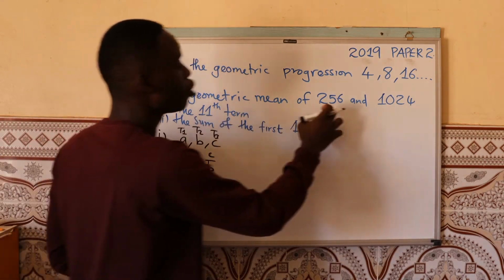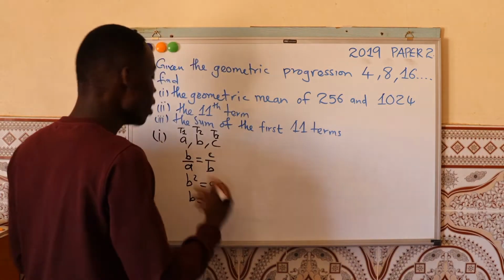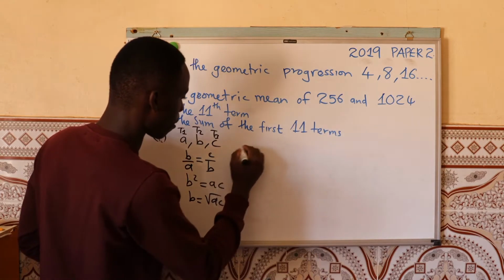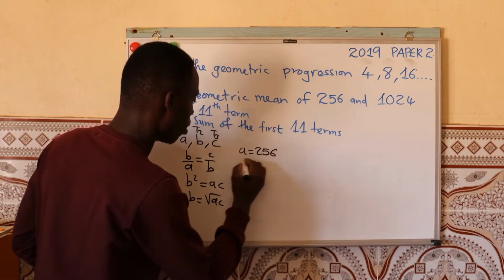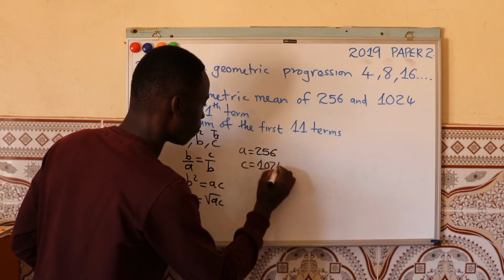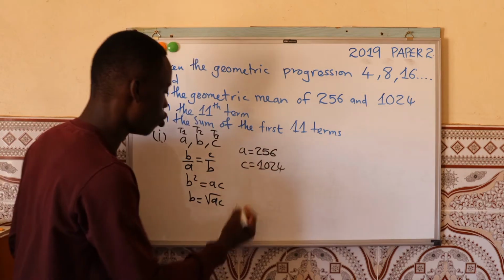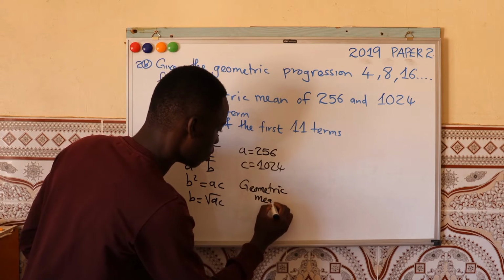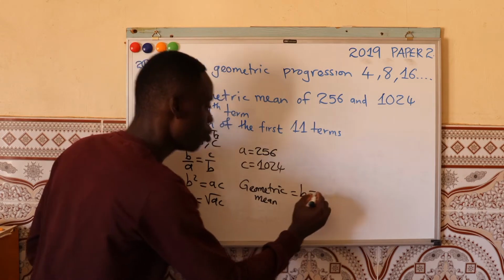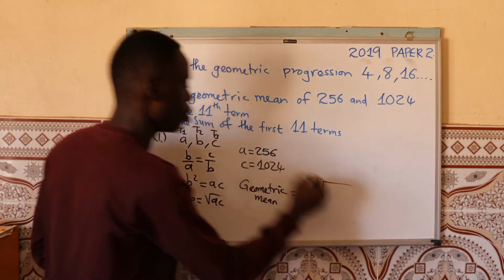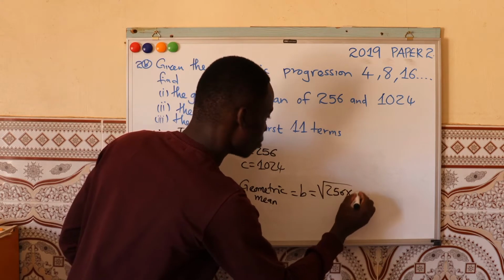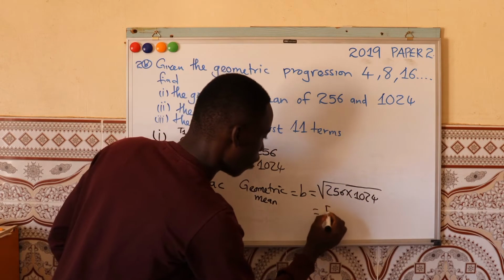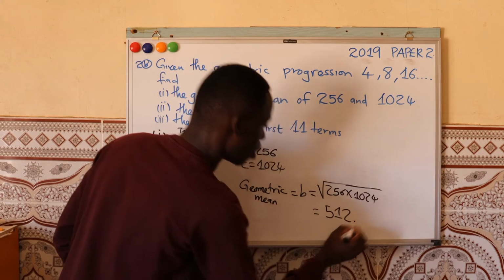Now, in our case, where you are given 256 and 1024, what is our geometric mean? This will mean that our A is equal to 256 and our C is equal to 1024. Hence, the geometric mean, which is equal to B, is equal to the square root of A times C, which is the square root of 256 times 1024. And this is equal to 512, which is our geometric mean.